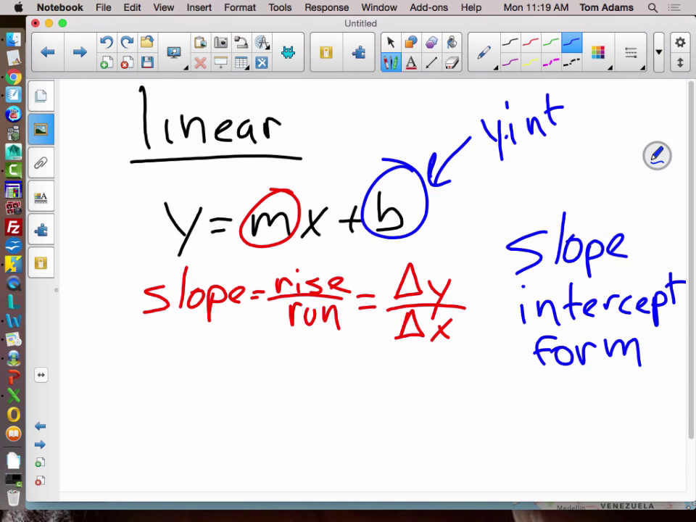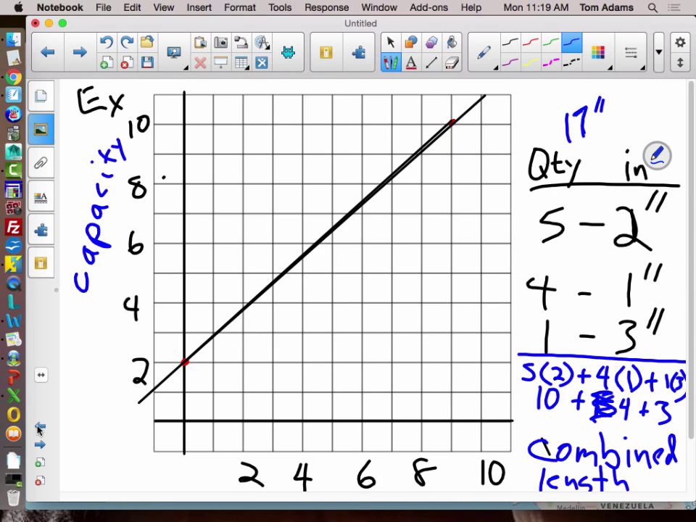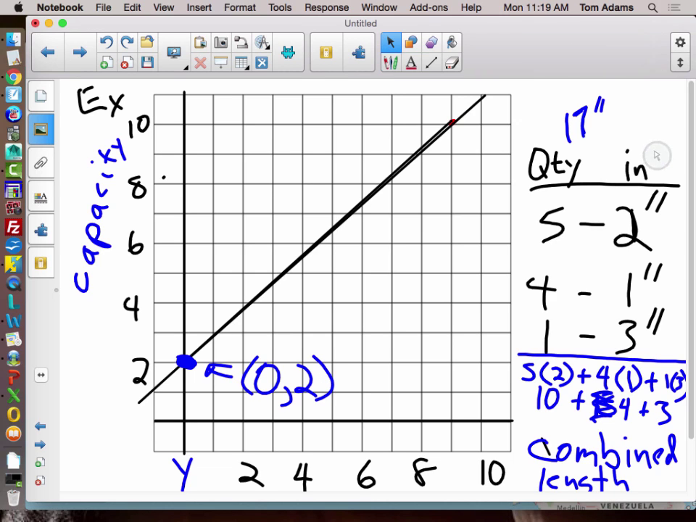Now, if I go back to this, can I figure out what the slope is? Can I figure out what the y-intercept is? Well, let's start with the y-intercept. This is the y-axis, and it crosses at (0, 2). So the y-intercept is the y-coordinate of where it crosses the y-axis, or 2. In other words, b equals 2. You guys with me so far?